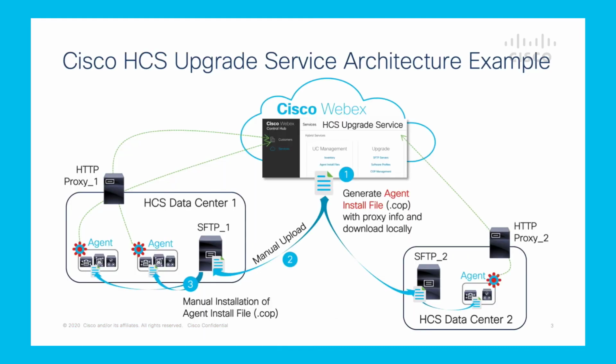Here is an example of HCS deployment. The HCS partner here has two data centers. In data center 1, on your left-hand side, we have two UC clusters, and also we have an SFTP server and also an HTTP proxy server to relay HTTP messages from the data center to the internet. We have the second data center on your right-hand side where they have only one UC cluster.